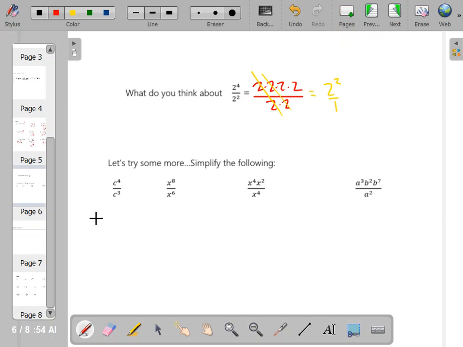I do the same thing here. C times C times C times C over C times C times C. That's what this means. 3 of them would cancel out, and you have 1 in the top.